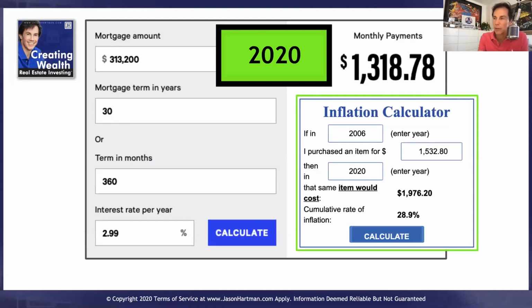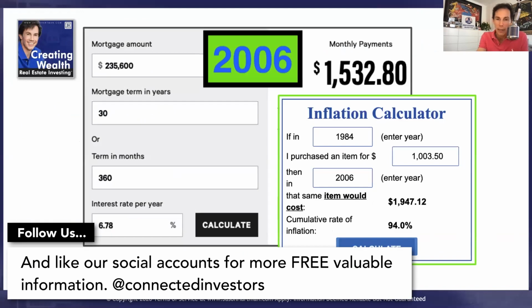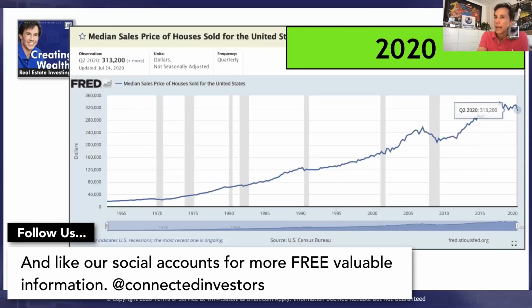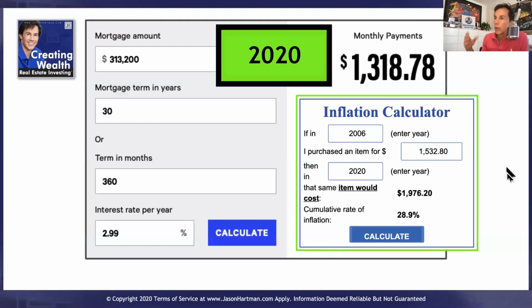So here's what it looked like in 2006, and then let's take a look at the charts here. In 2020, home price is, in the middle of last year, $313,000. It's a lot higher than it was in 2006, no question about it. But the interest rate got a lot lower. So here, if we look at the interest rate, and this is back last year, of course, very low. It's a little higher now, but it's still very, very low. And so we get that payment adjustment.